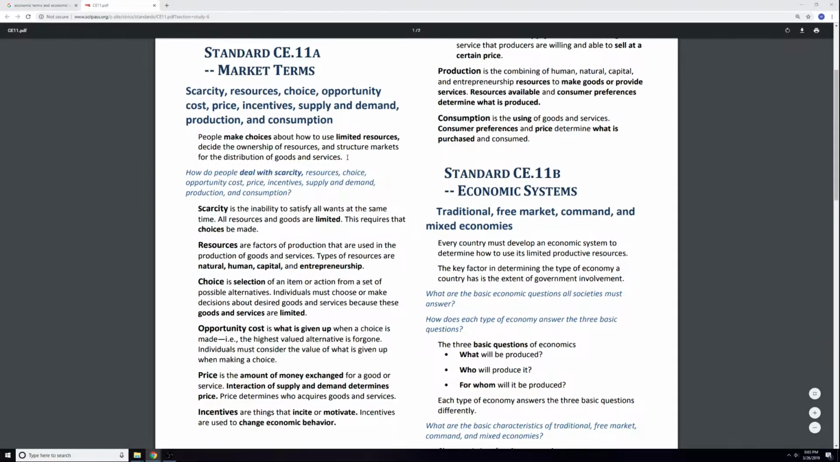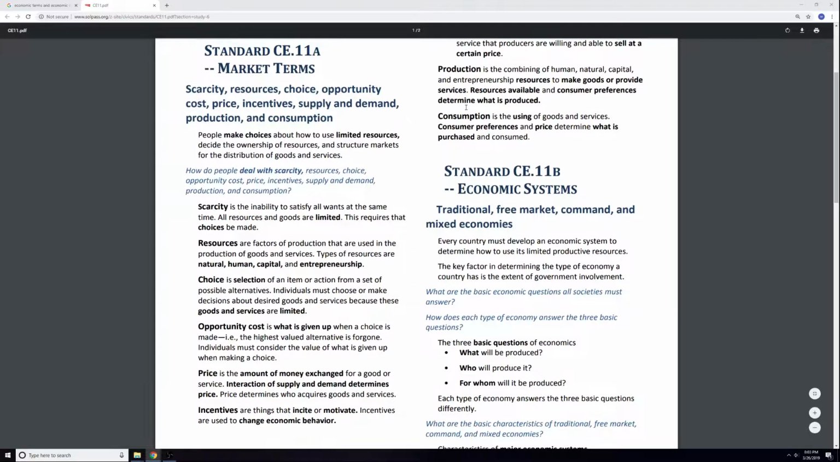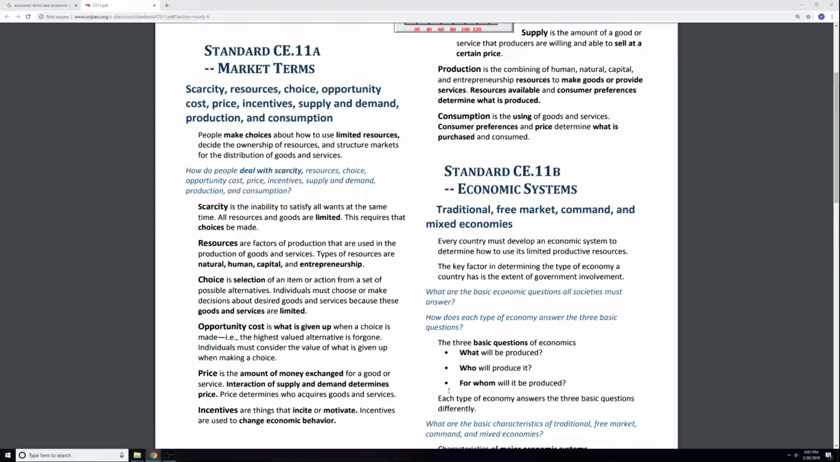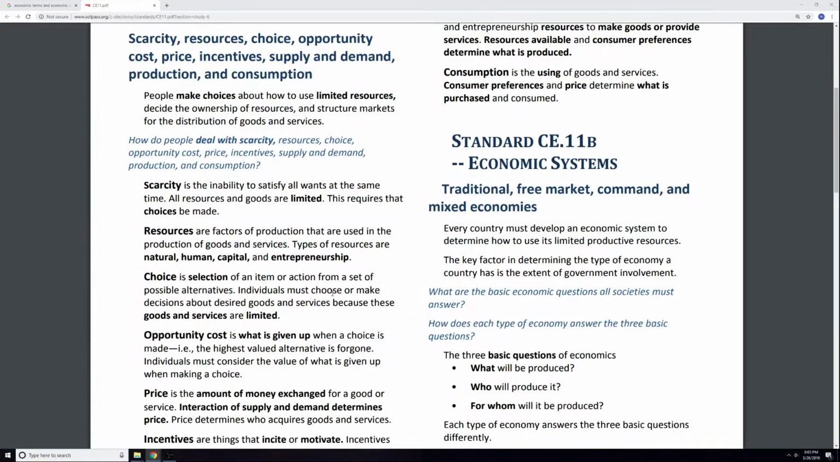All right. So tomorrow we're going to be taking a test. It'll be on the vocabulary essentially. So we're focused right here, all this stuff.